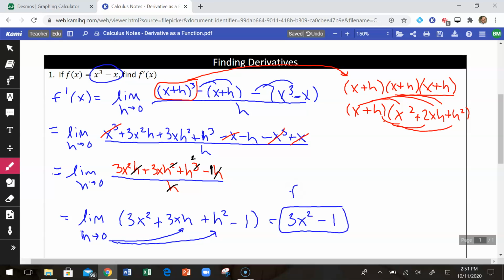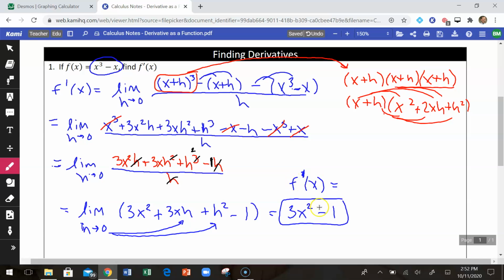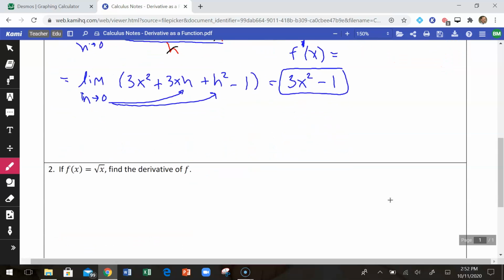So what is that? That is f prime of x. So that is a derivative of x. That's a function. F prime of x is equal to 3x squared minus 1. Okay. Now to take you where this is going, I want you to compare that possibly to my original function and see if you can see some similarities between your original function, x cubed minus x, and your derivative, 3x squared minus 1.